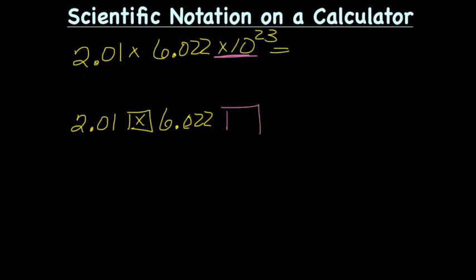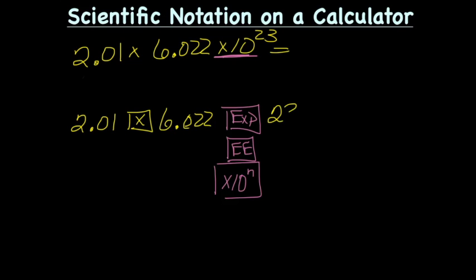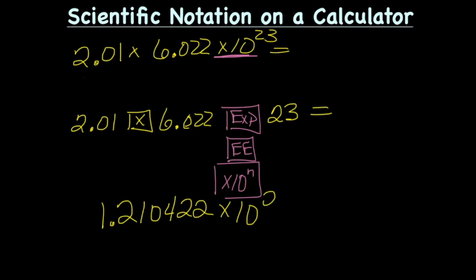This is where you're going to hit your EXP button, or possibly your EE button, or times 10 to the n, a few of you, times 10 to the n button. Okay, and then so what you're saying here is 6.022, and then you hit your EE, EXP, or times 10 to the n button, which means move the decimal. How many times? 23. And then the equals button. Okay, so if you guys could all do that, make sure we all get the same answer. I got on my calculator 1.210422 times 10 to the 23rd.